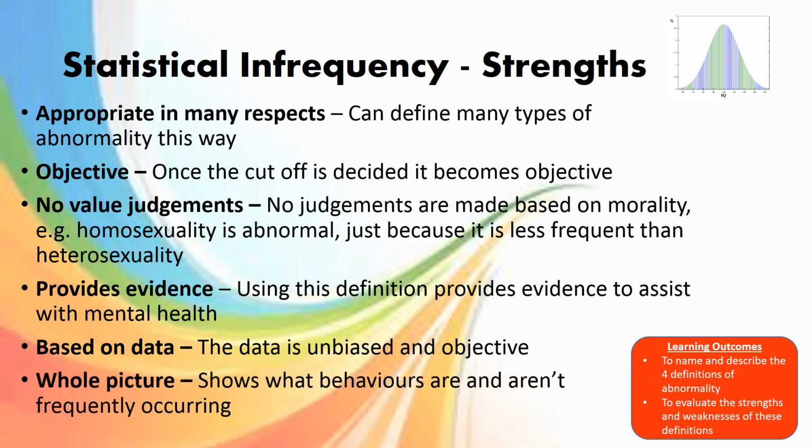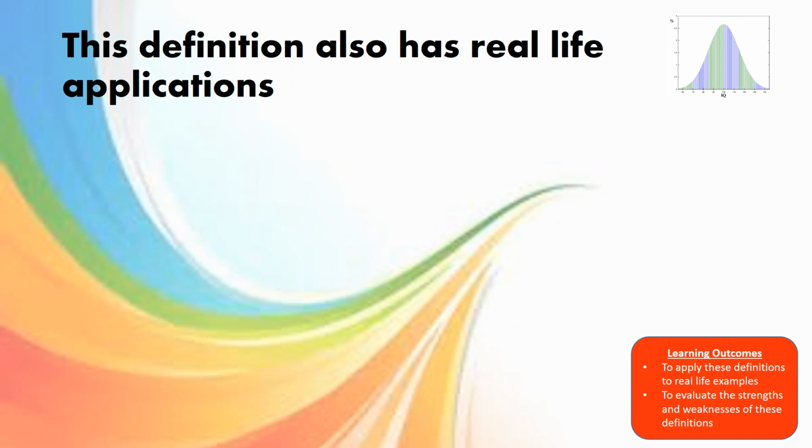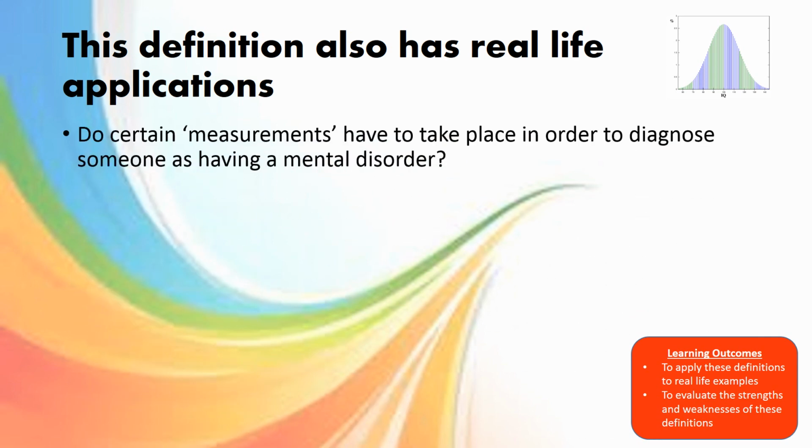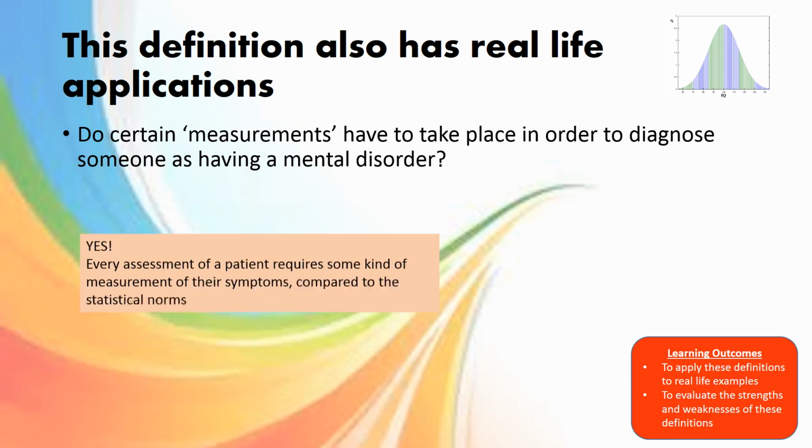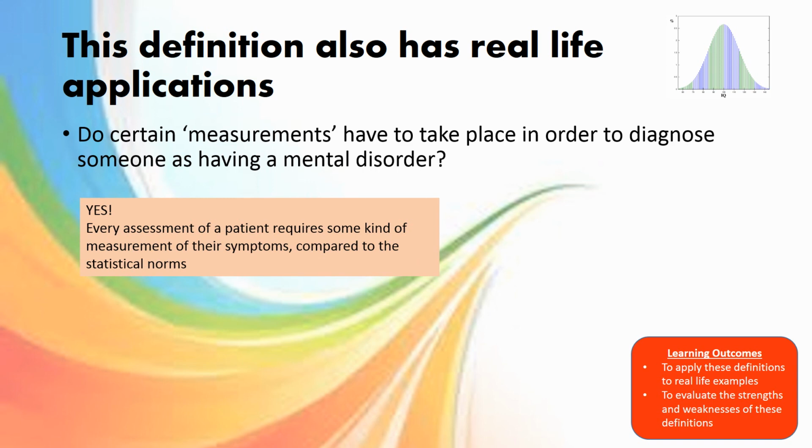And finally, it shows us the whole picture. It shows us what behaviours are frequently occurring and which ones aren't. So it gives us a much more complete picture than maybe some of the other definitions we've looked at. We've definitely got some real life applications to this definition as well. So do we have to have certain measurements in place to diagnose someone as having a mental disorder? Yes we do, because we need to have some sort of assessment in order to measure people's symptoms and therefore to give them a treatment and to decide what is the best course of action for them.